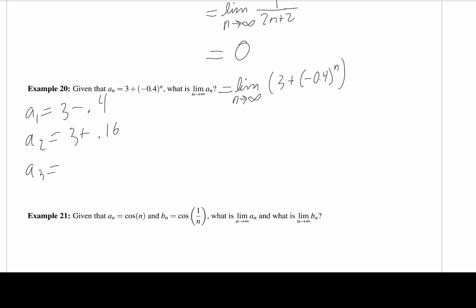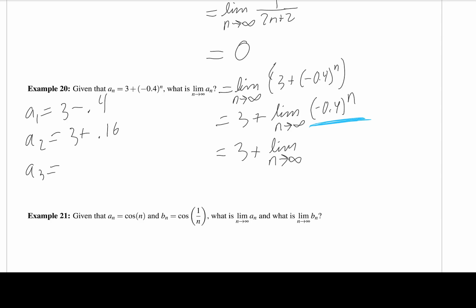Now, if I'm actually trying to take a limit here, I don't need to worry about the 3 because there's no n's there. So we can call this 3 plus the limit as n goes to infinity of negative 0.4 to the n. And so now we have an alternating sequence in this part right here. So now we're just going to look at the absolute value of it. So this is going to be 3 plus the limit as n goes to infinity. If I take an absolute value of this, then it's just going to be equal to 0.4 to the n.